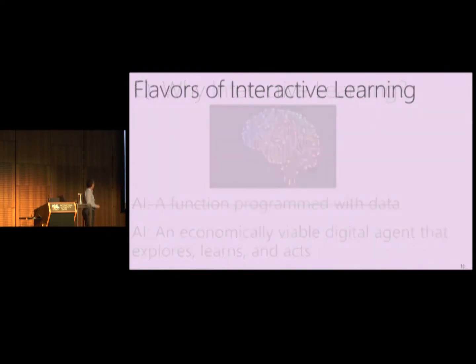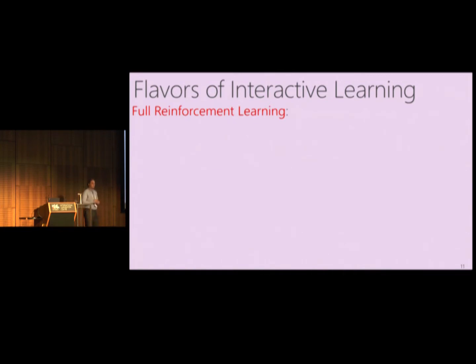Okay, so there's several different flavors of interactive learning. Let's go through them a little bit. The first one, which is very common, is just full-on reinforcement learning. And in full-on reinforcement learning, you have the same loop that I showed you before. You have the same reward signal, but the reward that you observe may be dependent on many previous actions, right? That's going to be a critical distinguishing element.